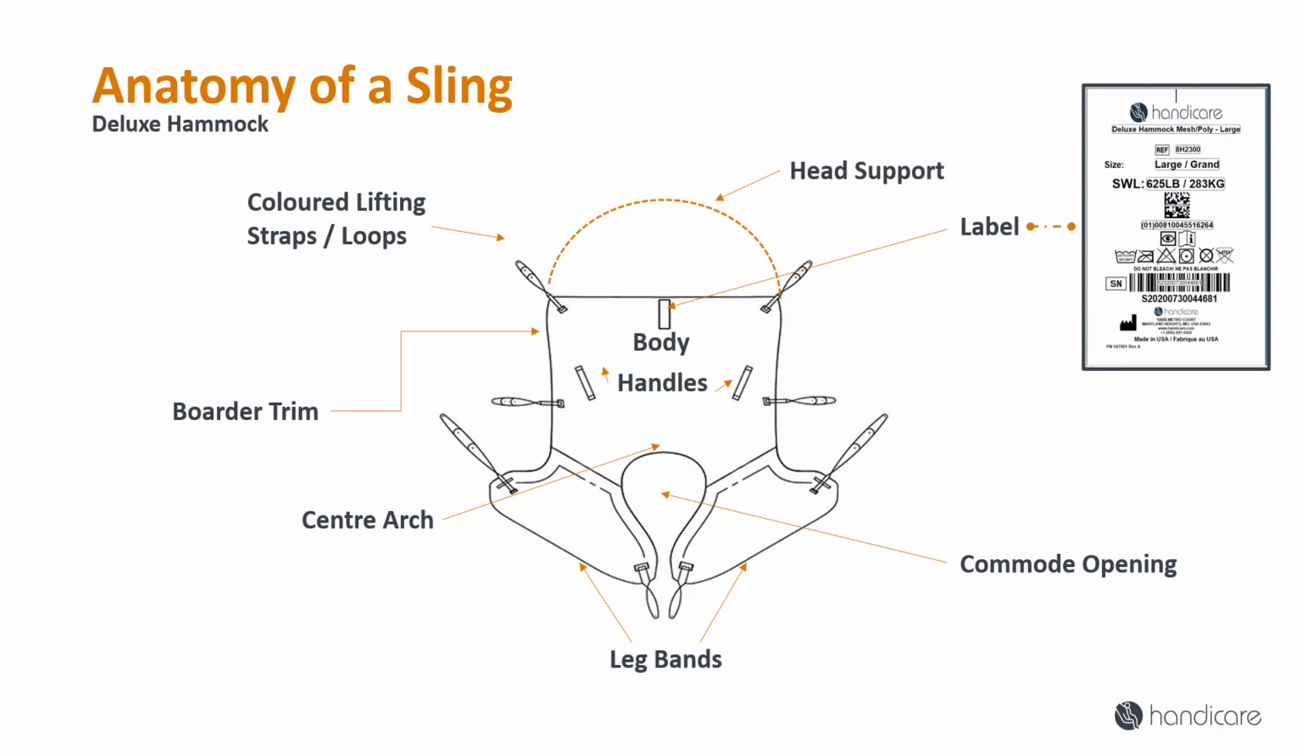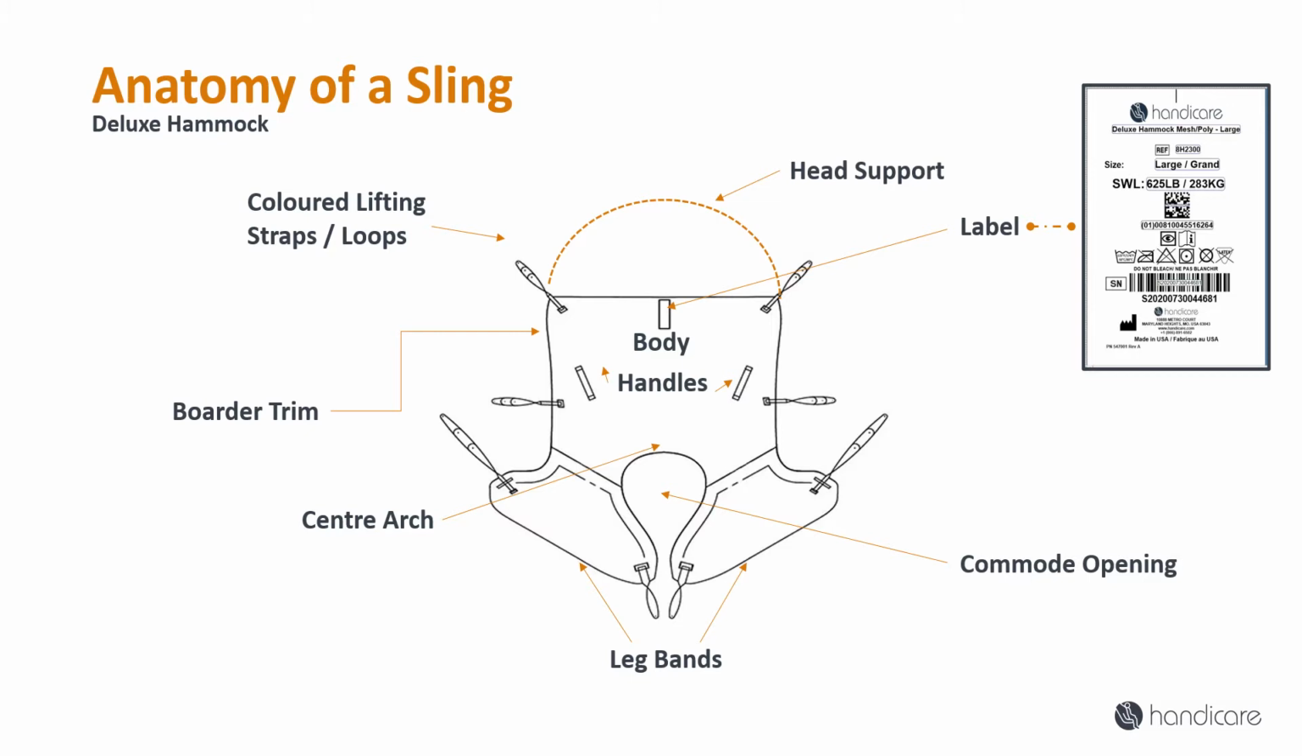On screen is the anatomy of the deluxe hammock. The deluxe hammock is a hybrid of the universal and hammock sling. This sling is used for residents who require greater support than the universal sling provides. Residents who have experienced discomfort with the universal sling have found the deluxe hammock to be both supportive and comfortable.